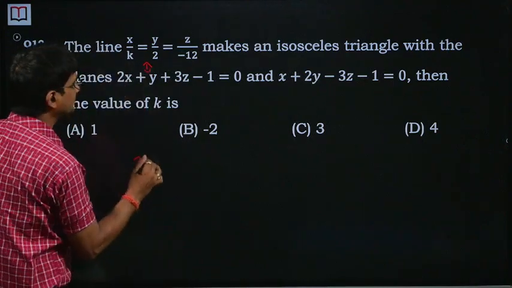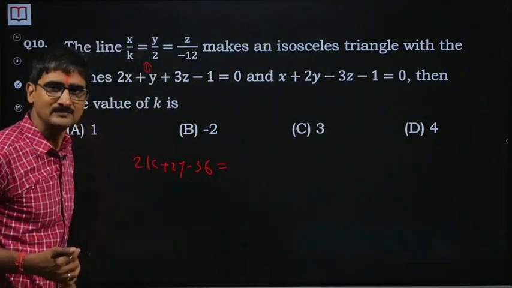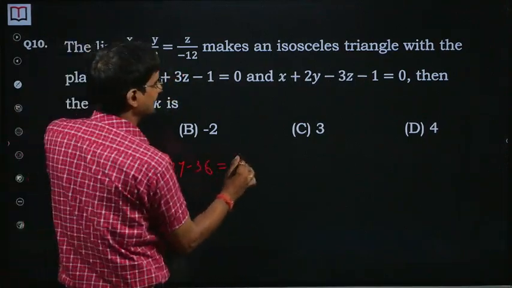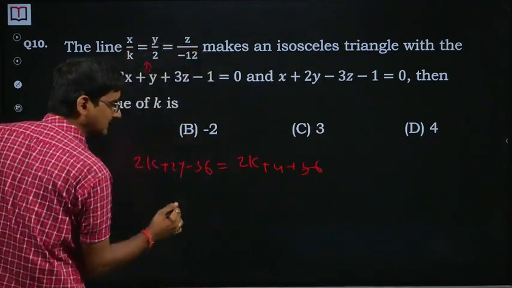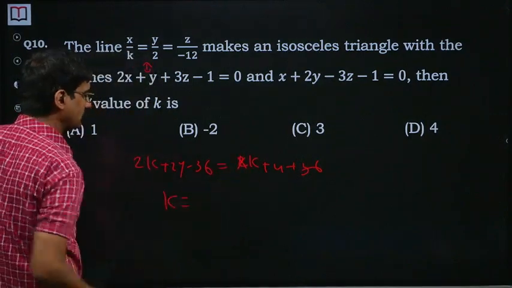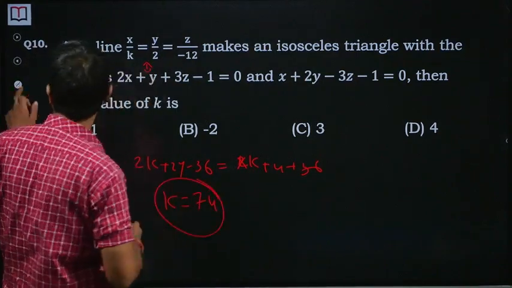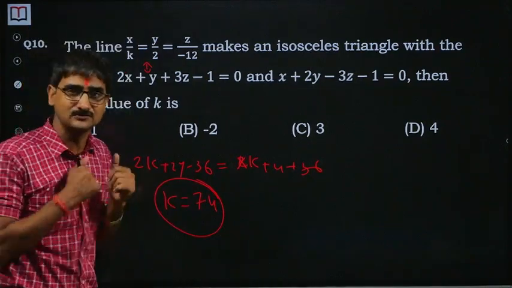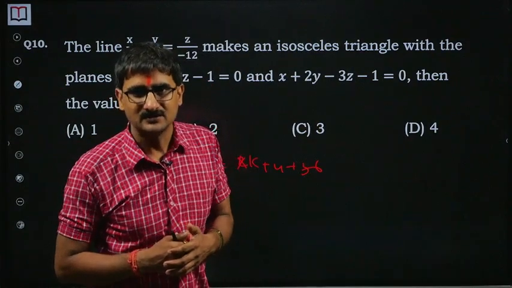So 2k plus 2y minus 36. That's one possibility. Then if I take it as 2k plus 4 plus 36, we will get k, it's k, not 2k. So we'll get a k which is going to be a very huge value, 74, but that's not an option. So then I went for the other option, option C. How will you get two different angles in that case?